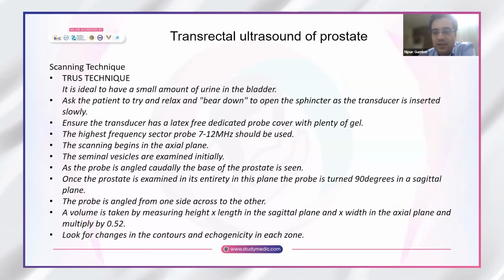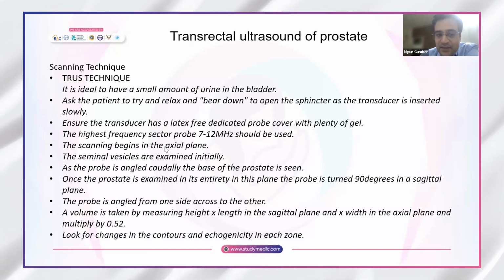So how do we do a transrectal ultrasound of the prostate? It is ideal to have a small amount of urine in the bladder. Ask the patient to try and relax and bear down to open the sphincter as the transducer is inserted slowly. Ensure the transducer has a latex-free dedicated probe cover with plenty of gel, that is lignocaine gel, on it. The highest frequency sector probe, that is 7 to 12 MHz, should be used.